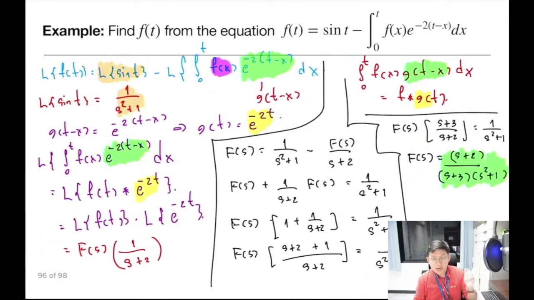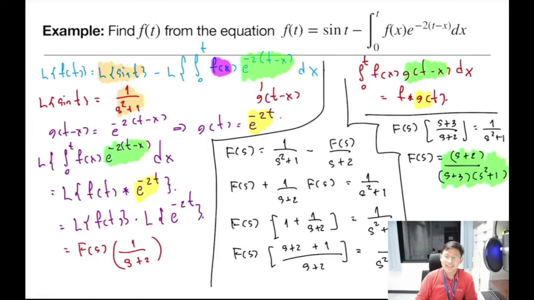You first apply the Laplace transform to the equation, and then you evaluate this Laplace transform using convolution, right? And then you solve for F(s). When you get F(s), you apply the inverse Laplace transform.